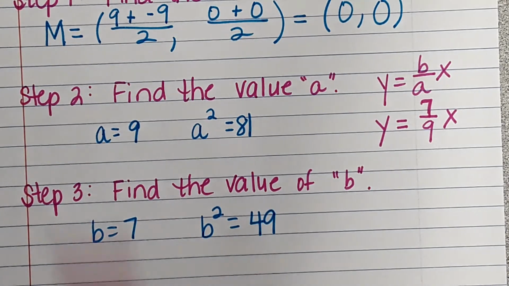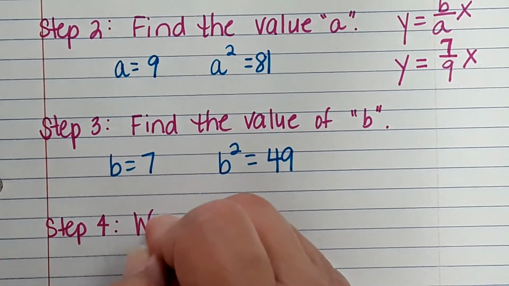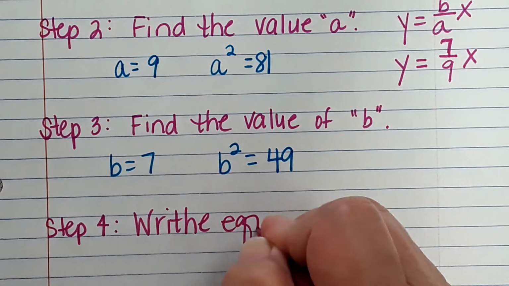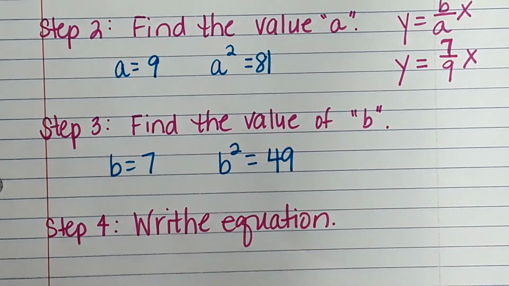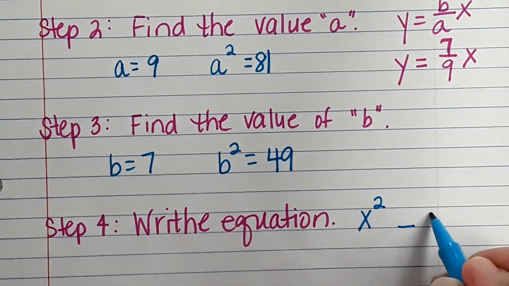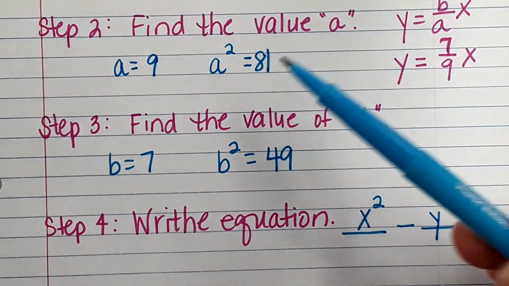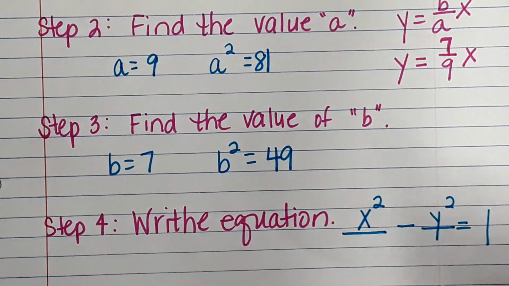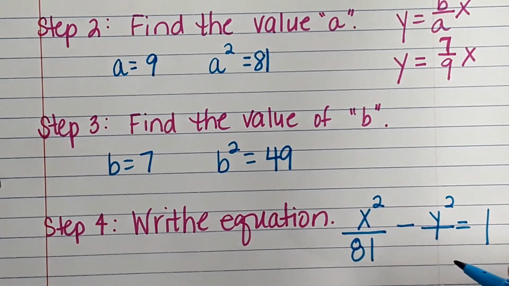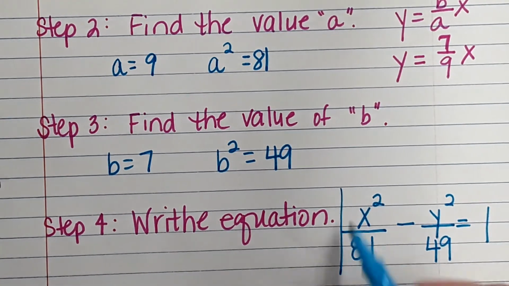And then step 4 is to write the equation. Well, the problem told us it was a horizontal hyperbola, so it's definitely going to be x squared minus y squared equals 1. Well, what goes underneath x squared? 81 or 49? 81. And what goes under y squared? Now, the reason I know it's x squared and not x minus h or something like that is because my center was (0, 0), and this is my final answer.